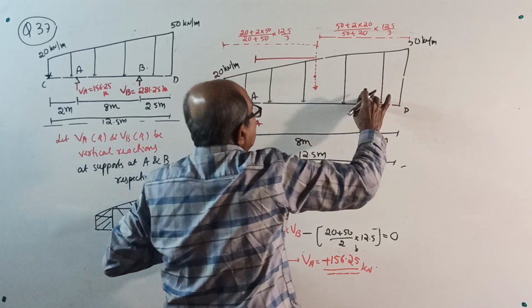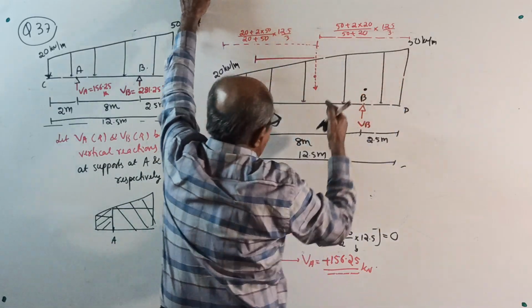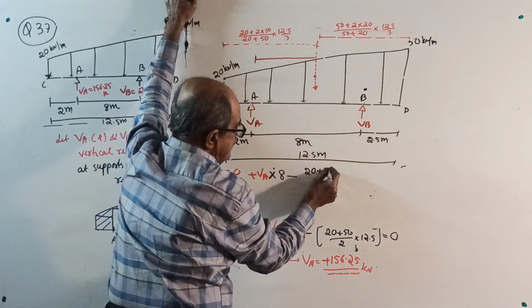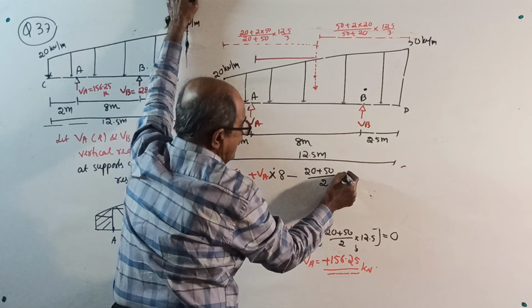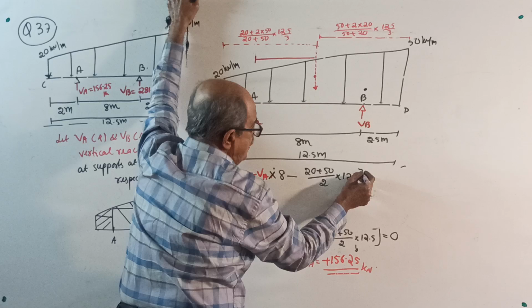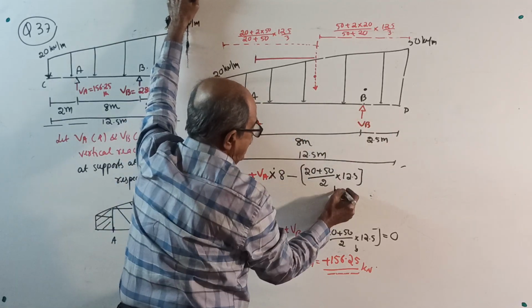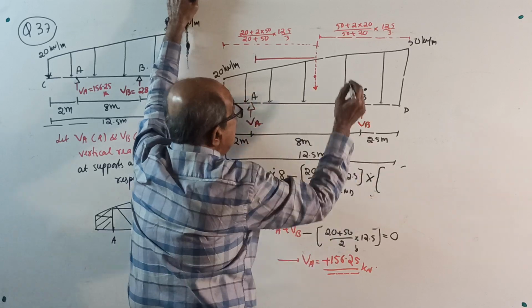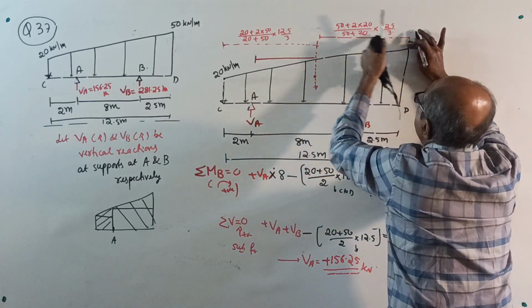Minus, anti-clockwise now. The total load into this distance. Total load is, already I told you, 20 plus 50, area of the trapezium, divided by 2 into the distance between the parallel sides, 12.5, is the total load from C to D, multiplied by moment. See, this total load will be acting at, I already explained, this distance.